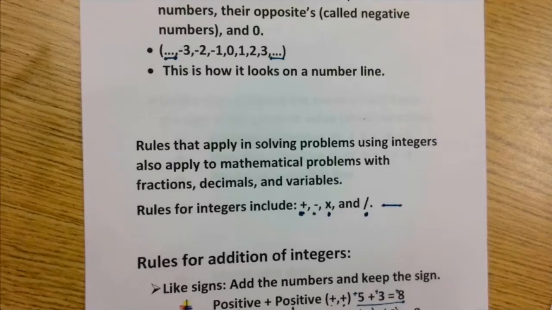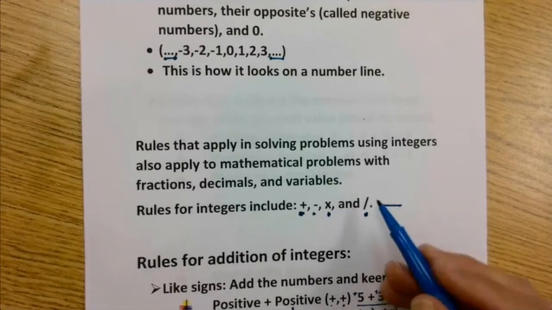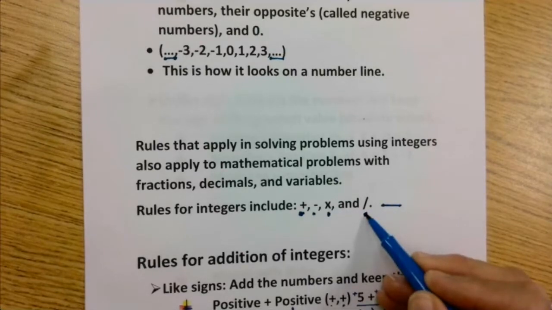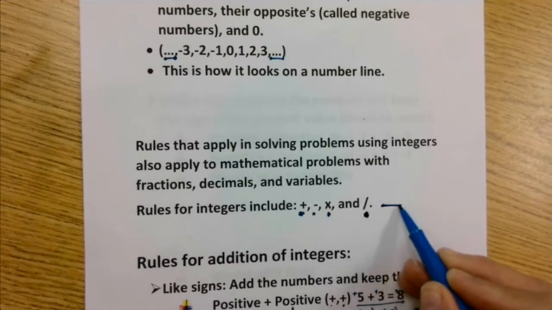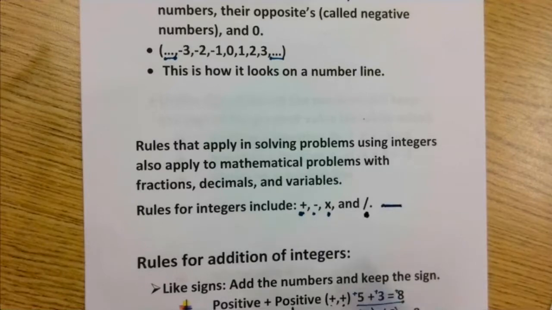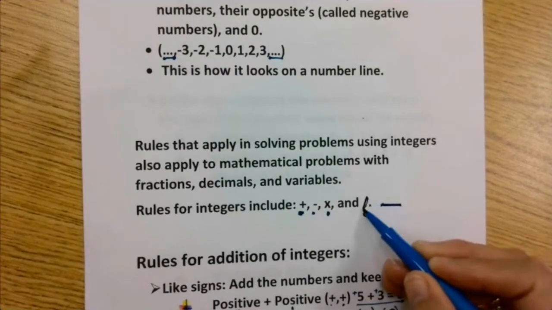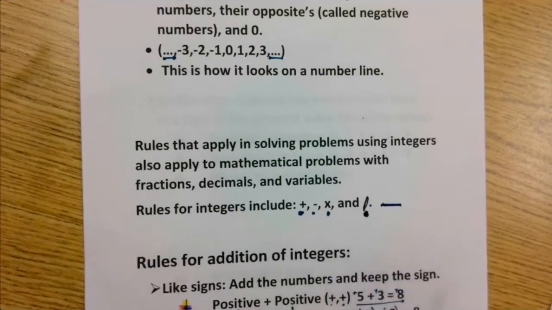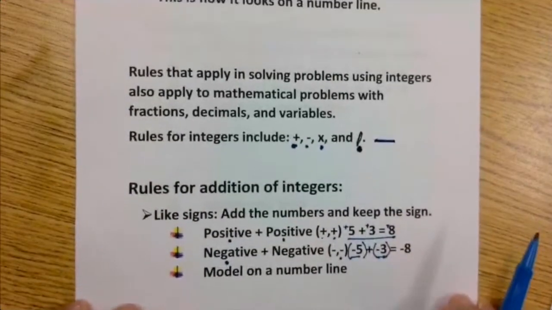Today, all we're going to talk about is rules for integers, including addition, subtraction, multiplication, and division. You will see that this little slanted line I'm using as division because that's all the computer would let me do. But remember that the fraction bar means division. This is also a fraction bar. So let's get started with the rules.